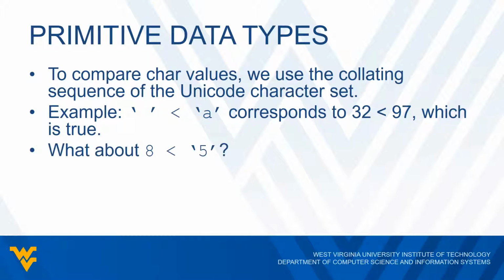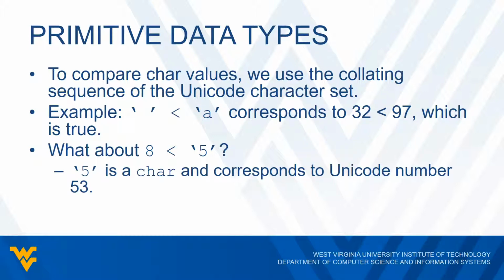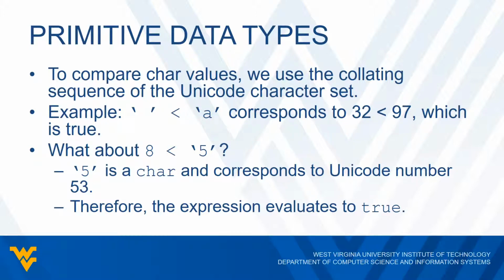Now, what about something like this? Here 8 is an integer, not a character. So I'm trying to compare the number 8 with the character 5. Well, remember, 5 is a character, so we take a look at the Unicode number for it, which is going to be 53. So here, this expression would actually evaluate to true. So here's that very rare case where you can tell your friends 8 is less than 5, and here is why, using collating sequences.